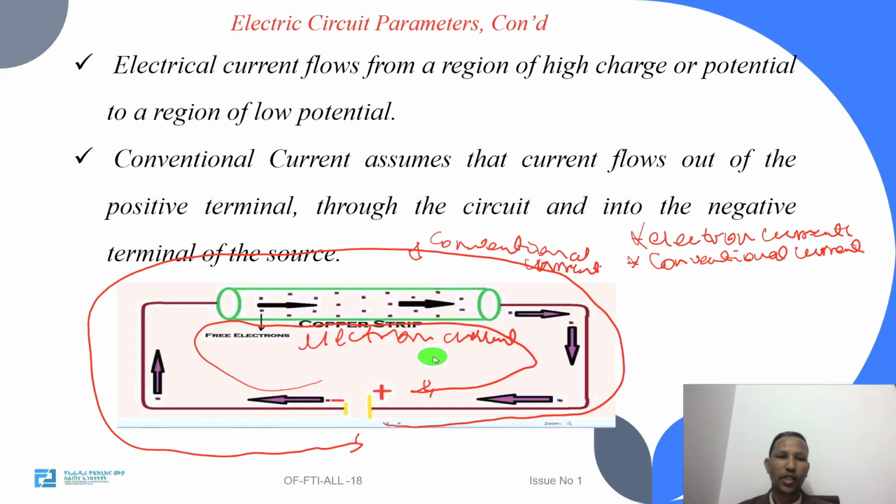Most of the time in engineering circuit analysis, conventional current is used, and in other sciences and physics, electron current is used. So conventional current assumes that current flows out of the positive terminal through the circuit and into the negative terminal, whereas the electron current flows out of the negative terminal and enters into the positive terminal. Their difference is direction. The magnitude is the same.